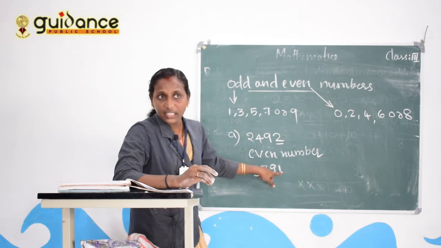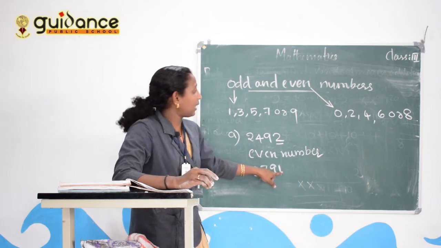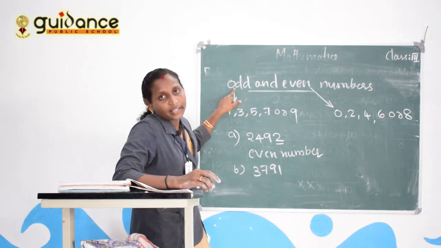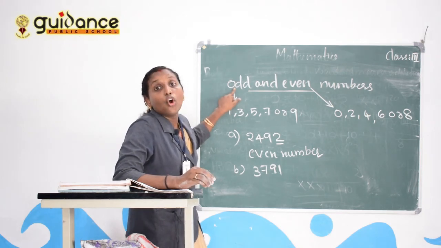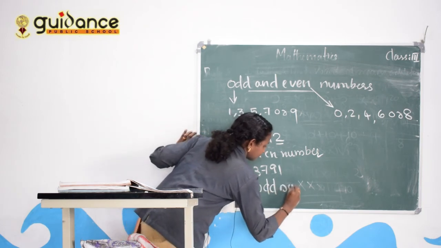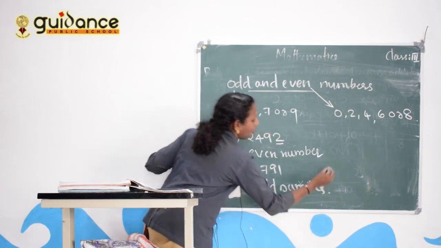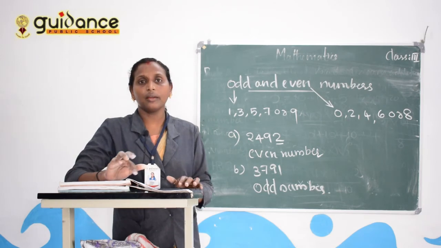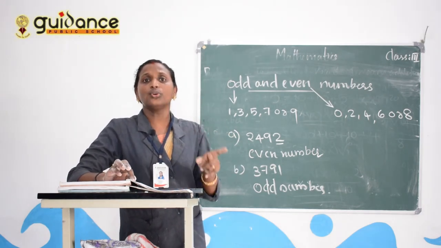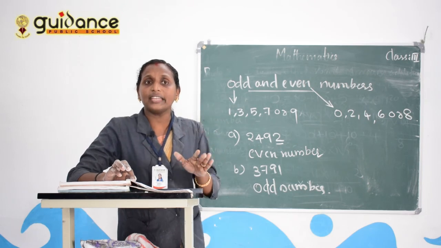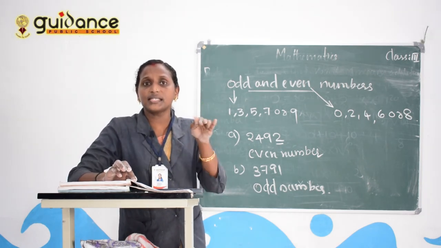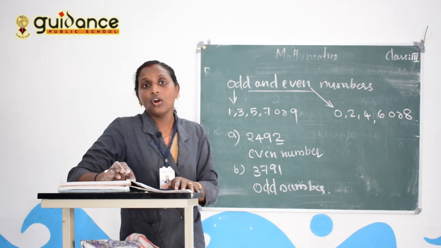The number ends with 1. That means the number ending with the digit 1 will be an odd number. So it is an odd number. Okay. Clear? The numbers that end with 0, 2, 4, 6 or 8 are even numbers. The numbers that end with 1, 3, 5, 7 or 9 are odd numbers.